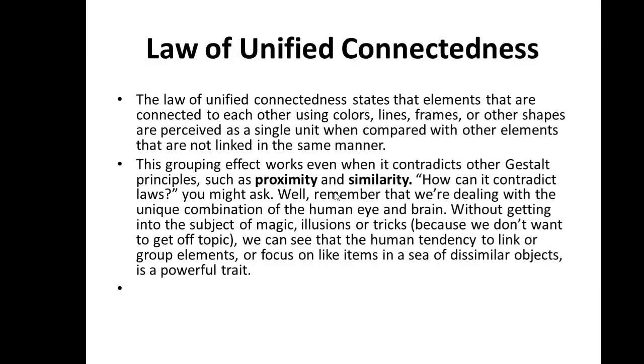Law of unified connectedness. The law of unified connectedness states that elements that are connected to each other using colors, lines, frames, or other shapes are perceived as a single unit when compared with other elements that are not linked in the same manner. This grouping effect works even when it contradicts other Gestalt principles such as proximity and similarity. How can it contradict laws, you might ask? Well, remember that we're dealing with a unique combination of the human eye and brain. Without getting into the subject of magic, illusions, or tricks, because we don't want to get off topic, we can see that the human tendency to link or group elements, or focus on like items in a sea of dissimilar objects, is a powerful trait.